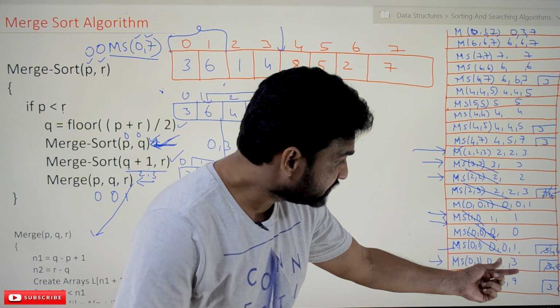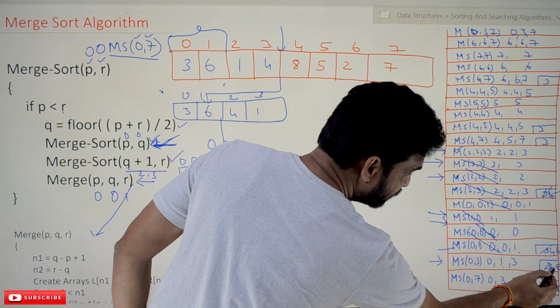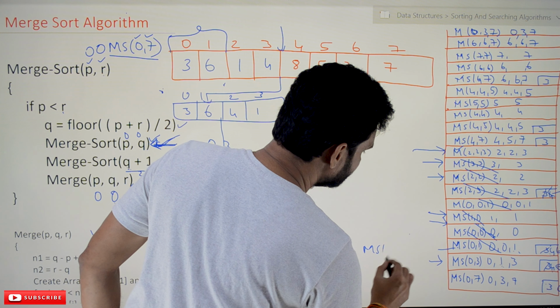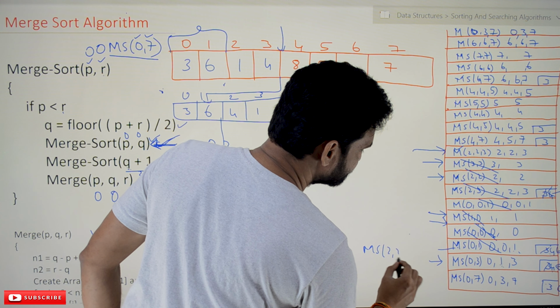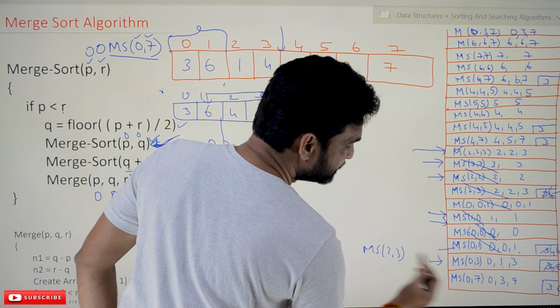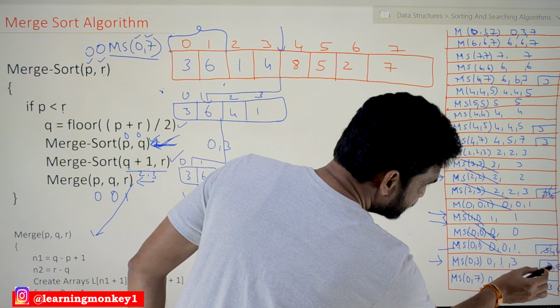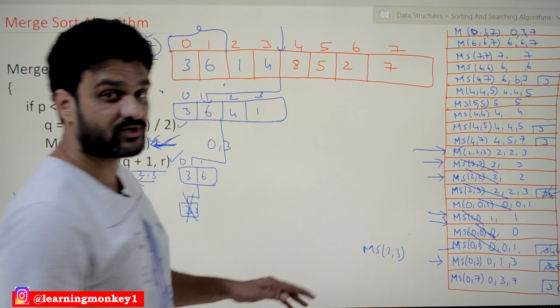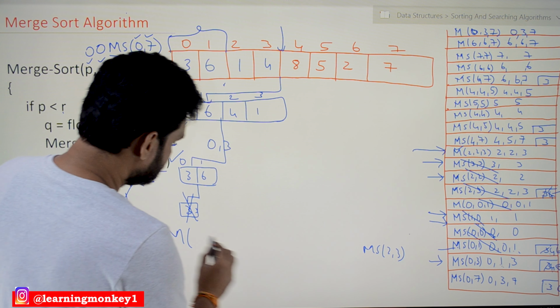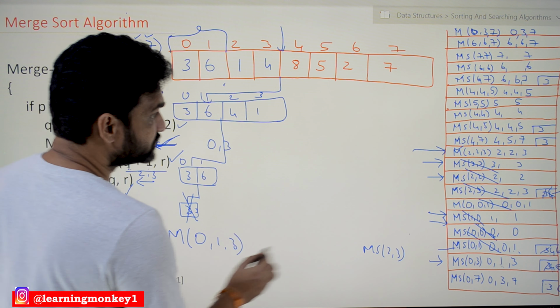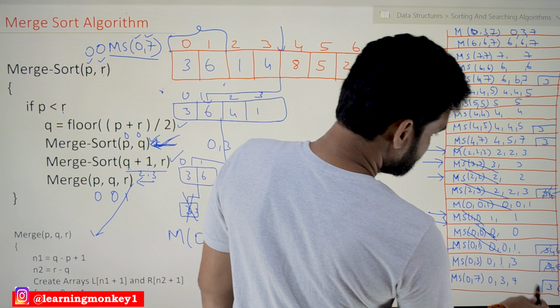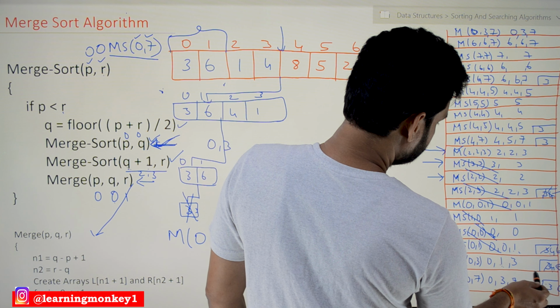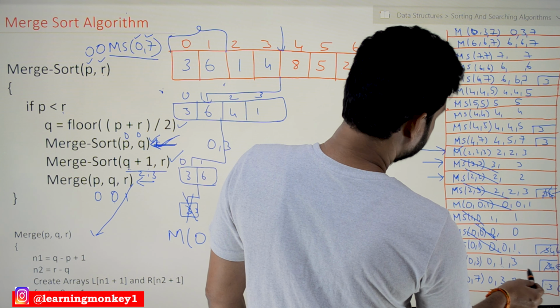That one is done, and next the function call is m of 0 comma, see here, this is where we stopped our execution, right? At the fourth line we called ms of 2 comma 3. Ms of 2 comma 3 has been called, q plus 1, 1 plus 1, 2, so 2 comma 3 has been called and these are the lines of code. And here we are going to execute the fifth line of code. What is the fifth line of code for this execution? It is m of 0 comma 1 comma 3. So 2 comma 3 is done; 2 and 3 got executed.